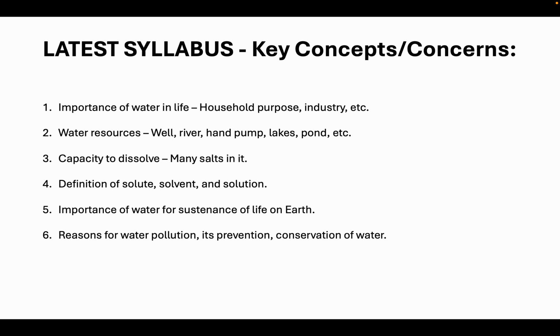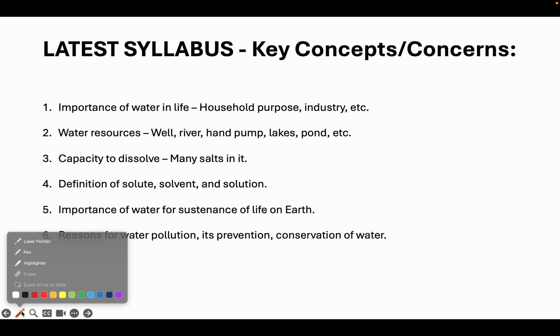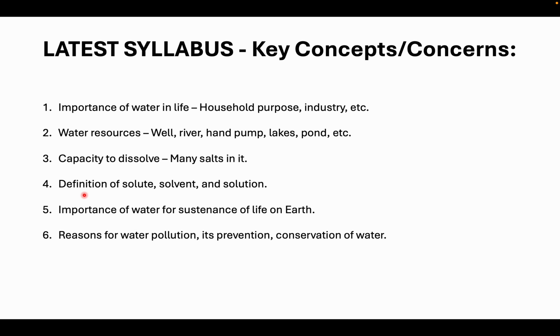The chapter focuses on the following key areas: the importance of water in life for household and industrial purposes, different water resources like wells, rivers, and ponds, water's ability to dissolve salts, which forms the basis for solution, the concept of solute, solvent, and solution, and the role of water in sustaining life on earth. Lastly, we will discuss water pollution, its causes, prevention, and conservation strategies.